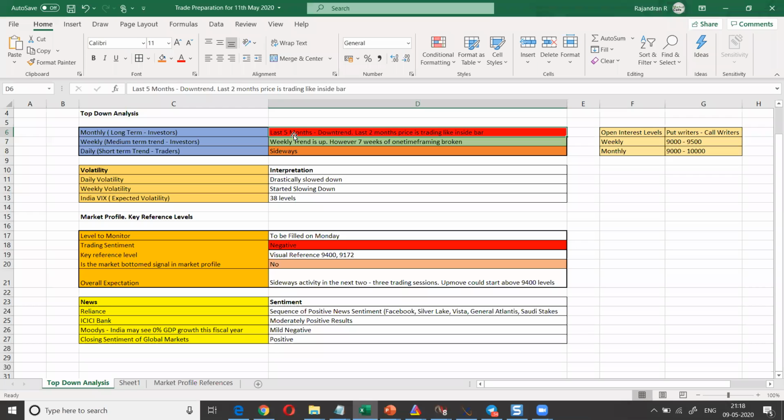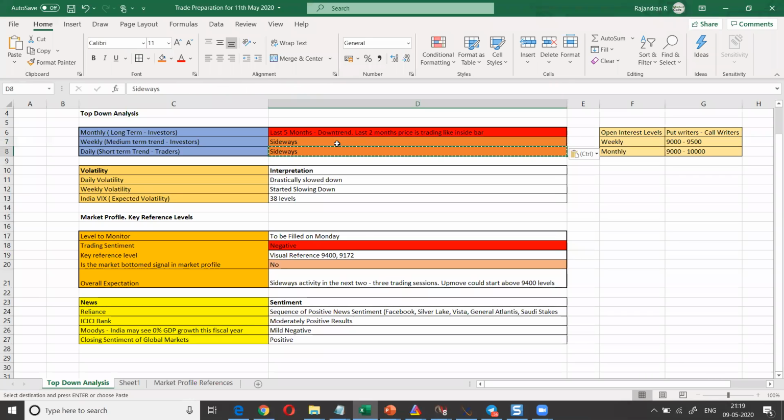We always start a week with a top-down analysis. With top-down analysis, we will not get any signals. Instead, we get a higher view of what is happening in the markets. Last 5 months, it has been going down. Last 2 months, price is trading like an inside bar. Weekly trend is clearly up to sideways, so kind of sideways. Daily is also going sideways. No clear direction on weekly and daily. Monthly, at least the last 5 months, is in a downtrend.